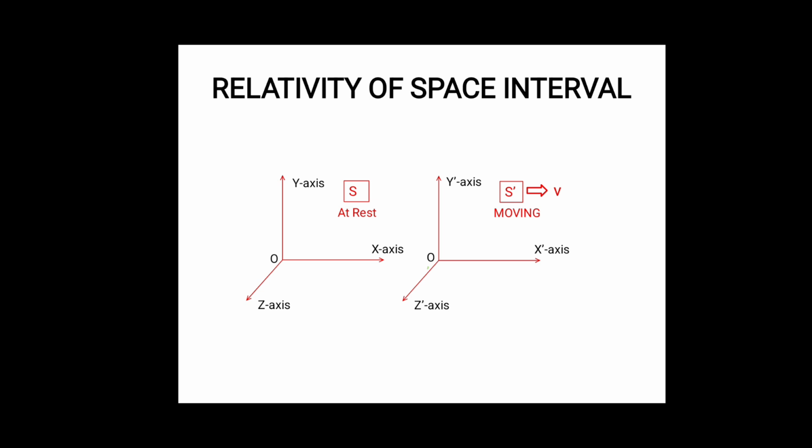Let the position time coordinates of an event be represented by x, y, z, t with respect to frame S and x dash, y dash, z dash, t dash with respect to frame S dash. Suppose initially at t equal to t dash equal to 0, both the frames of reference S and S dash completely coincide with each other, and then frame of reference S dash starts moving in x direction with a constant very high speed v, that is approaching speed of light c.